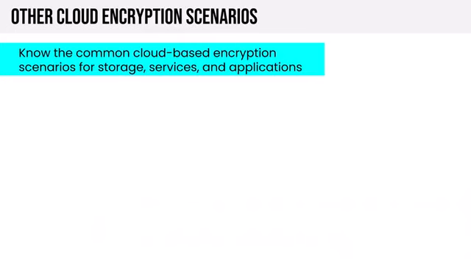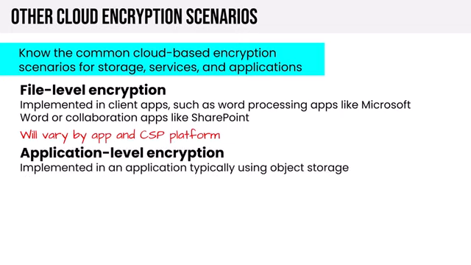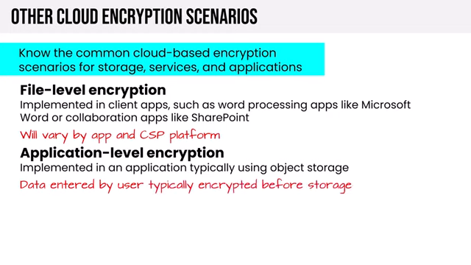So back to our cloud encryption scenarios. Next up is file level encryption, which is implemented in client apps, word processing apps like Microsoft Word, or collaboration apps like SharePoint. How encryption is implemented will vary by app and CSP platform, of course. Then there's application level encryption, which is implemented in an application typically using object storage. Data entered by the user is typically encrypted before storage.